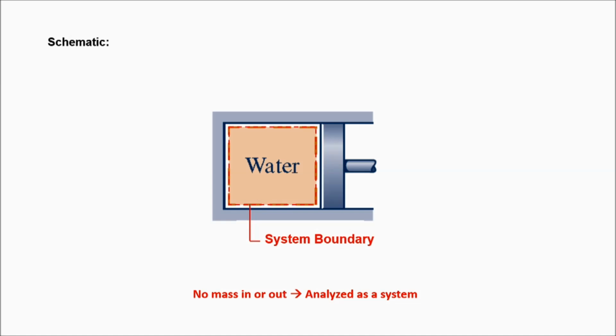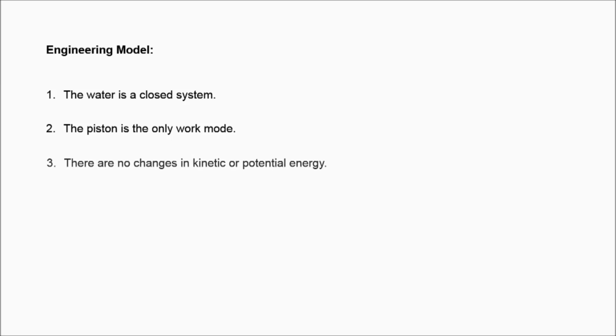In our case, it is selected to enclose the water in the cylinder and follow the physical boundary of the piston cylinder assembly as delineated on the schematic with a red dashed line. The next step is to develop an engineering model, which is a set of simplifying assumptions which will allow us to perform the analysis of the problem. The water is a closed system. The piston is the only work mode. There are no changes in kinetic or potential energy.